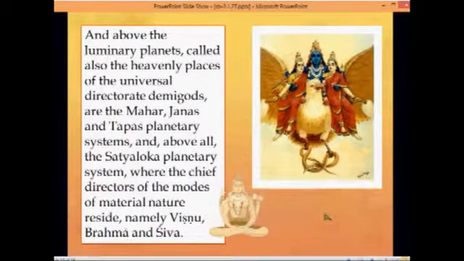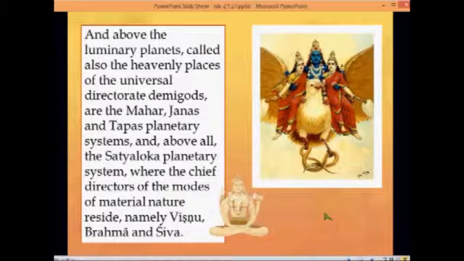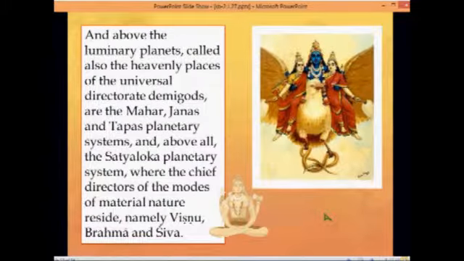Okay. And above the luminary planets, called also the heavenly places of the universal directorate demigods, are Mahar, Janas, and Tapas lokas. We got Janas Priya Das here. So what does that mean? I guess that means Janas Priya would be dear to the Jana people. Yeah, actually dear to the people. But anyway, Mahar Loka, Janas Loka, Tapas Loka.